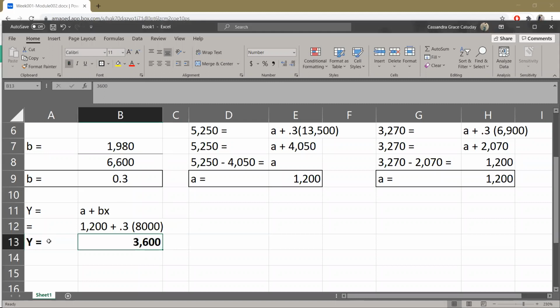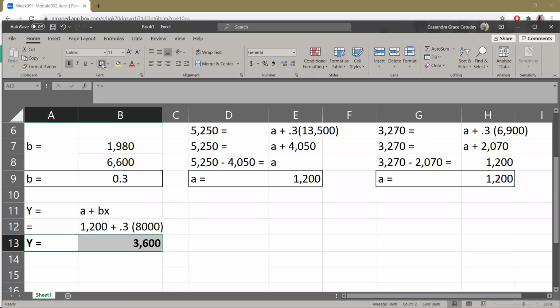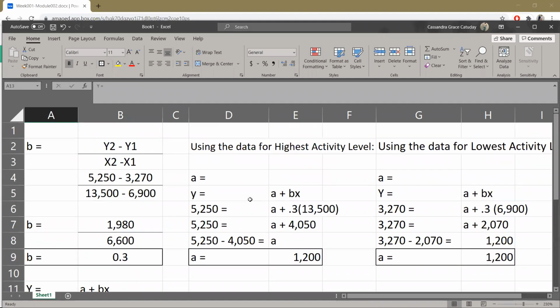Okay? If it was 9,000, we just substitute the value of x. So we will get the total cost for that specific activity. That is our class on the high-low method. So do you have questions?